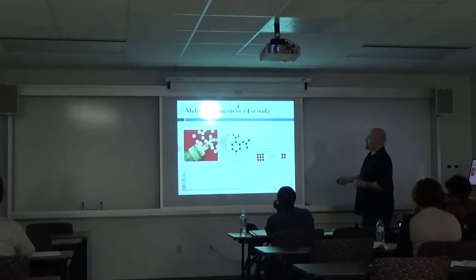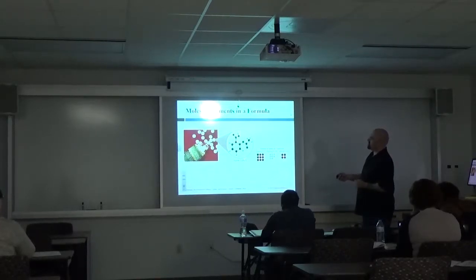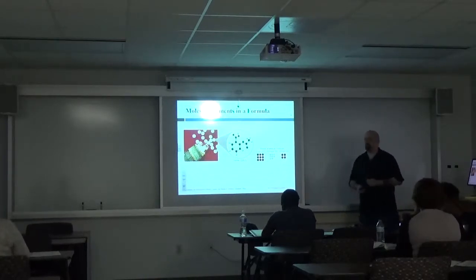So, moles of elements. As I discussed before, here's a molecule of aspirin. We have 9 atoms of carbon in this molecule. We have 8 atoms of hydrogen, the little white dots. The carbon's the black ones. We have 4 atoms of oxygen in this molecule, the slightly larger red dots.